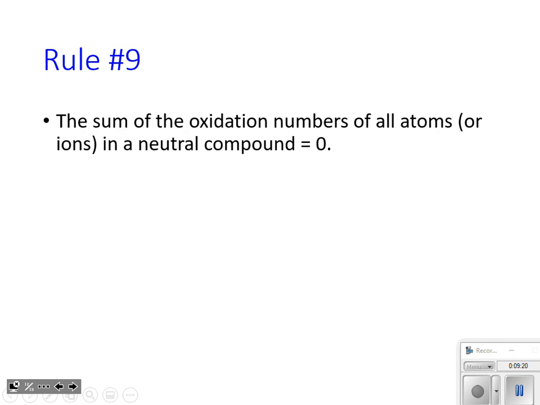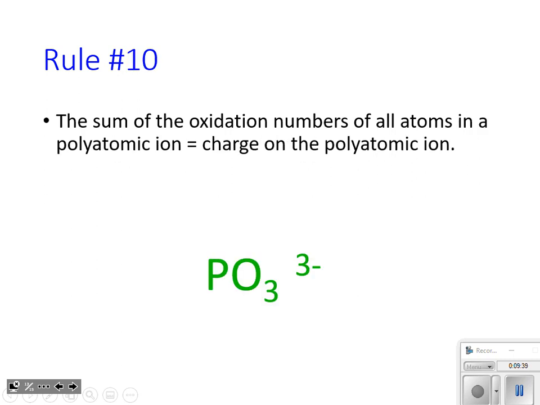Rule number 9 says that the sum of the oxidation numbers of all atoms or ions in a neutral compound is equal to 0. So the sum of the oxidation numbers is equal to 0. And finally, the sum of the oxidation numbers in all atoms in a polyatomic ion equals the charge.